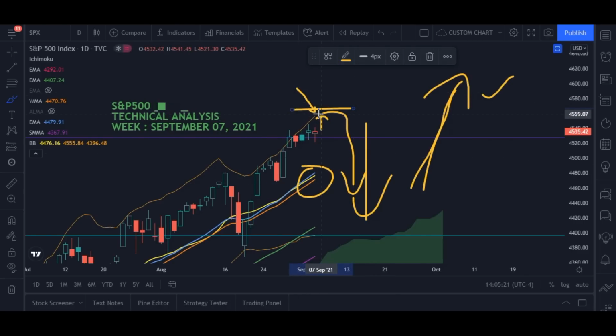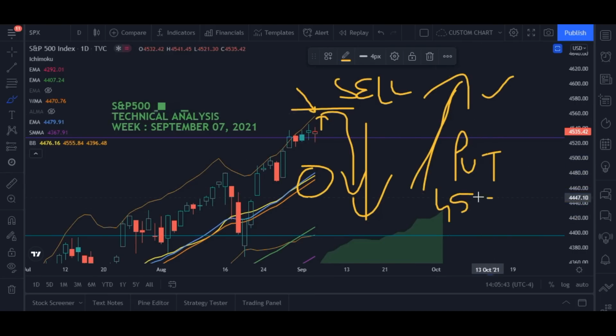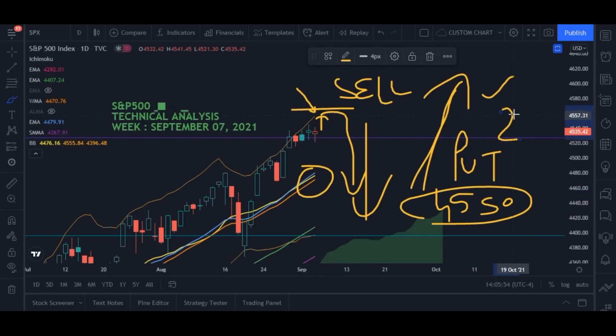So whenever you see that the market is hitting the upper band of the Bollinger Band, then sell. In that case, I recommend to sell. Or you can buy a put if you are trading in options. Buy a put of 4550, and choose the monthly expiry of September, so that whenever the market comes down, you will get at least two times, or maybe 1.5 or 1.8 times, or maybe three times.